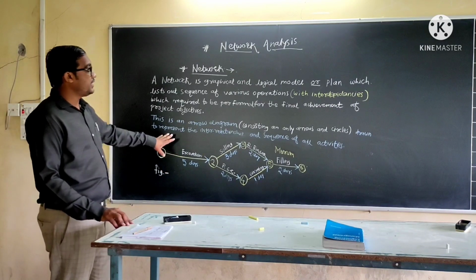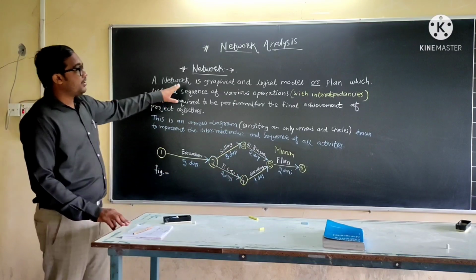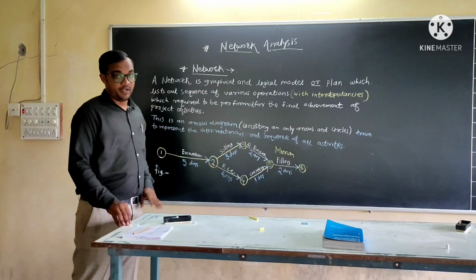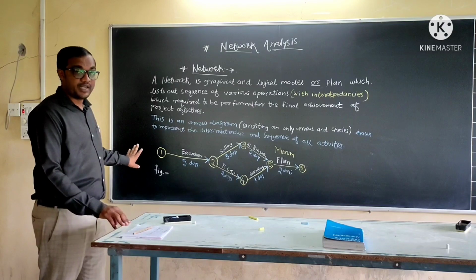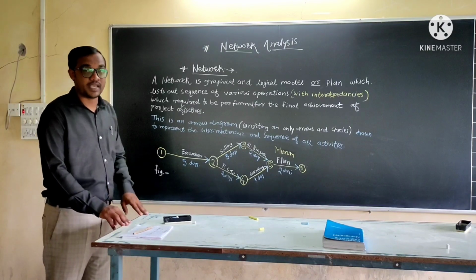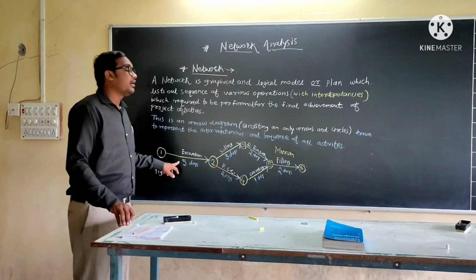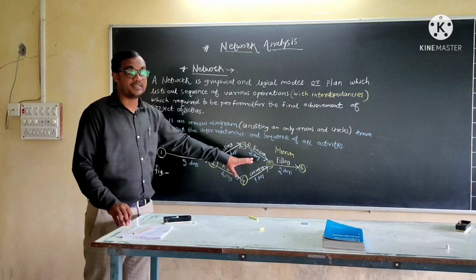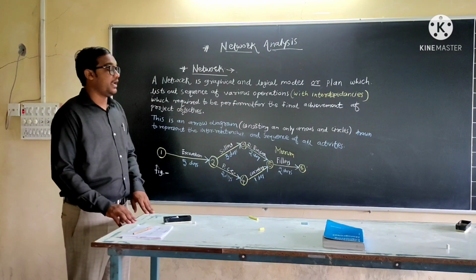So this is a network diagram. This network diagram shows the plan, which is a graphical or logical model. This plan shows the sequence of various operations, the sequence of various activities. Like first of all, excavation will be carried out. After that, soiling will be carried out. Then PCC will be carried out. Likewise, the sequence of all the activities with interdependencies.